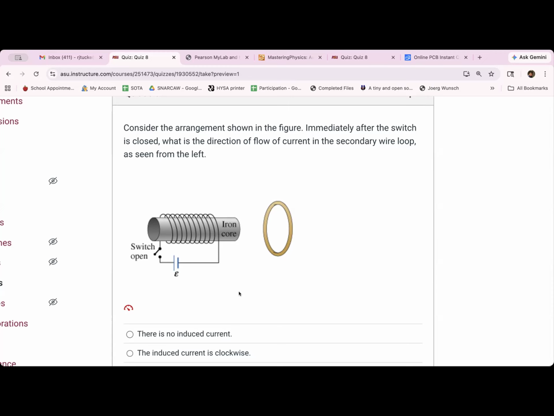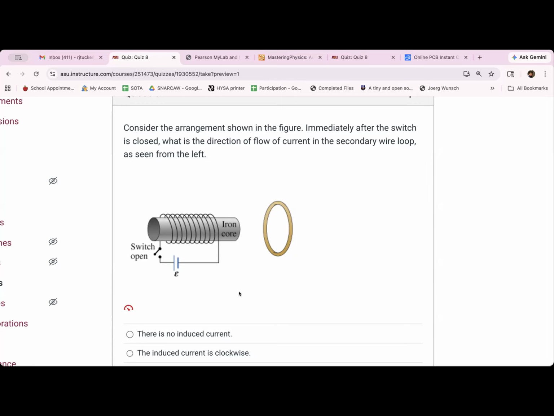Which way do I have to curl my right hand? If the current is going this way, circulating up on the back, down on the front, you have to look carefully at the diagram. The field is always to the right inside that iron core. From my perspective, that's clockwise. Again, you have to look at the direction of the battery. You have to look at the sense of the wire around the core. If I wrapped this the opposite helicity, that would change the answer.